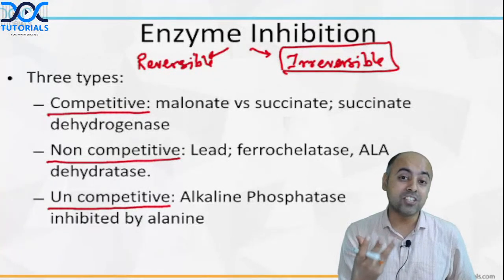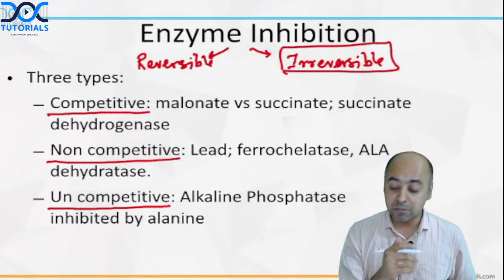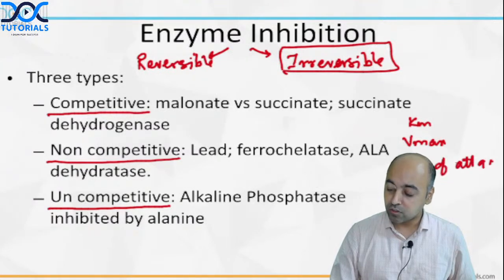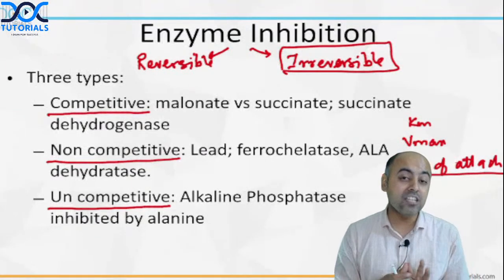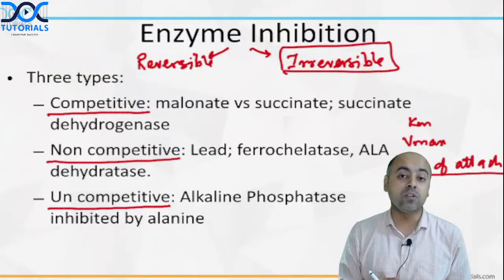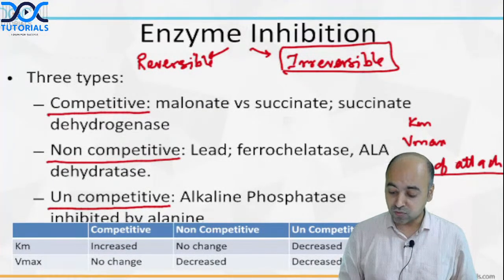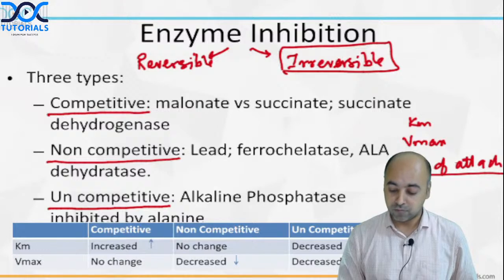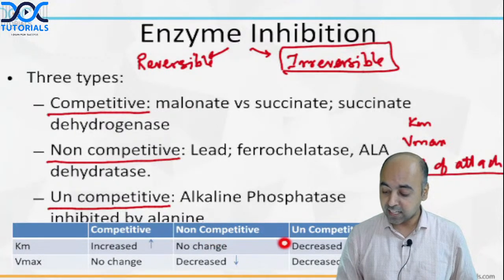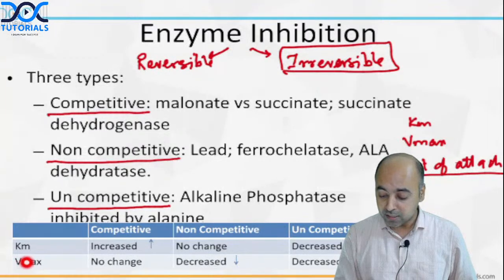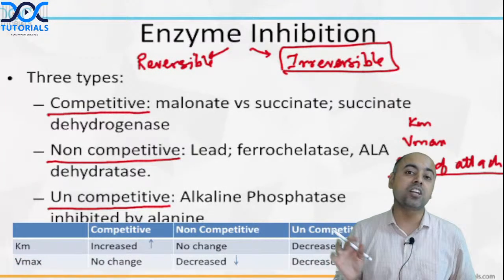So here there are three major differences when you compare the different types of reversible inhibition. The differences are in Km, the Vmax, and where the inhibitor attaches to the enzyme or the enzyme substrate complex. If you look at the Km and Vmax for the different types of inhibition, you will find that Km is increased for competitive inhibition, Km is normal for non-competitive inhibition, and Km is decreased for uncompetitive inhibition. Vmax is simpler to remember. It doesn't change in competitive, but it is decreased in both non-competitive and uncompetitive.